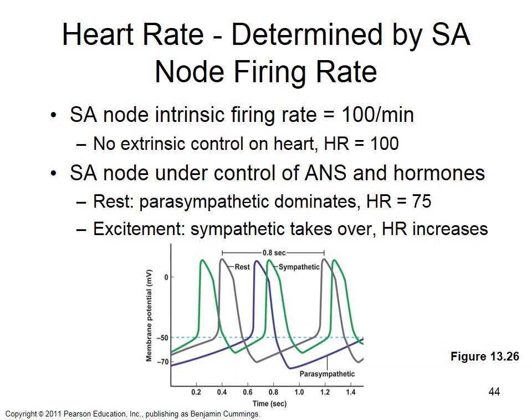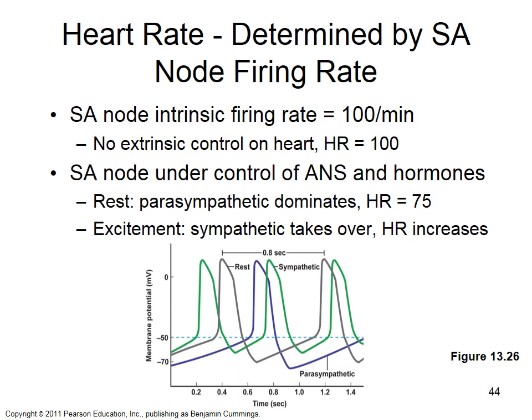Right. Your SA node has an intrinsic firing rate due to those autorhythmic cells that have the funny sodium channels and the T-type and L-type calcium channels. Hopefully some of this is familiar after spring break. It has an intrinsic firing rate of about 100 beats per minute. Is that a good resting heart rate? No, that is not a good resting heart rate.